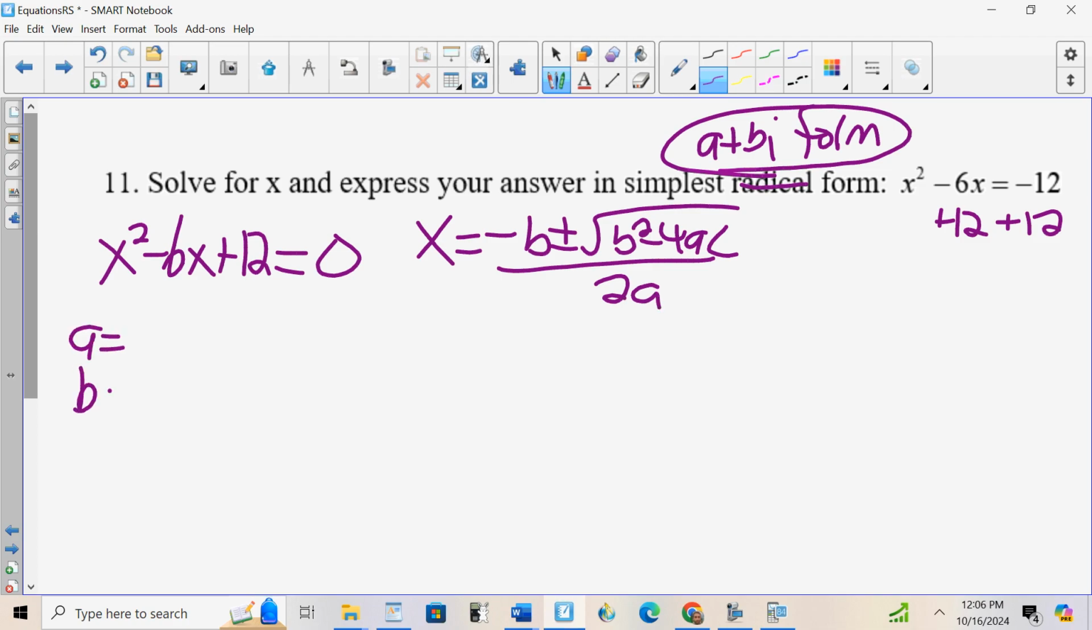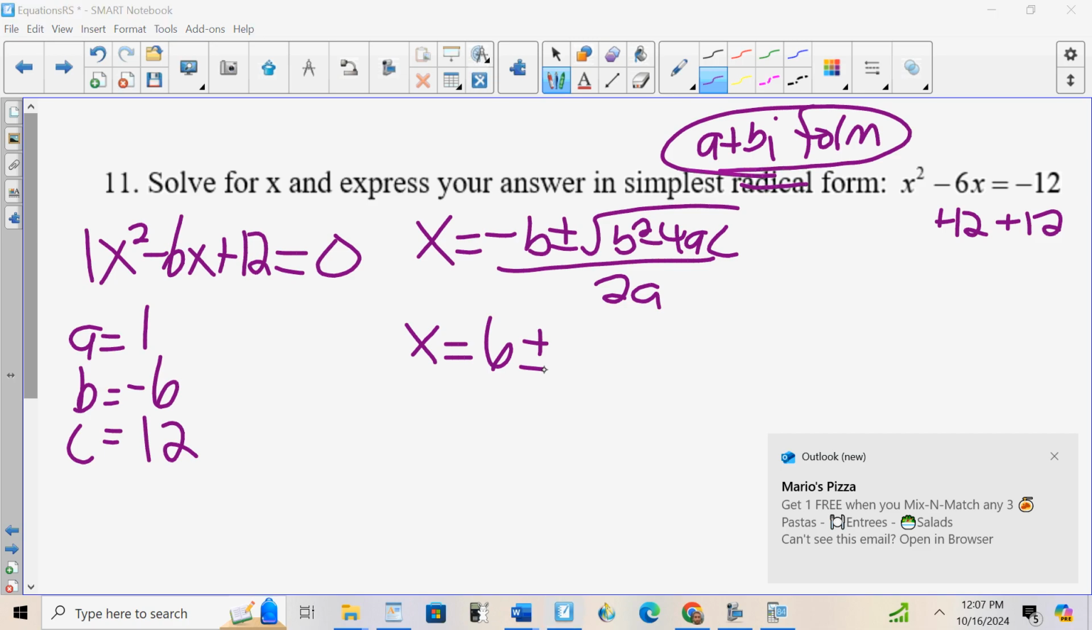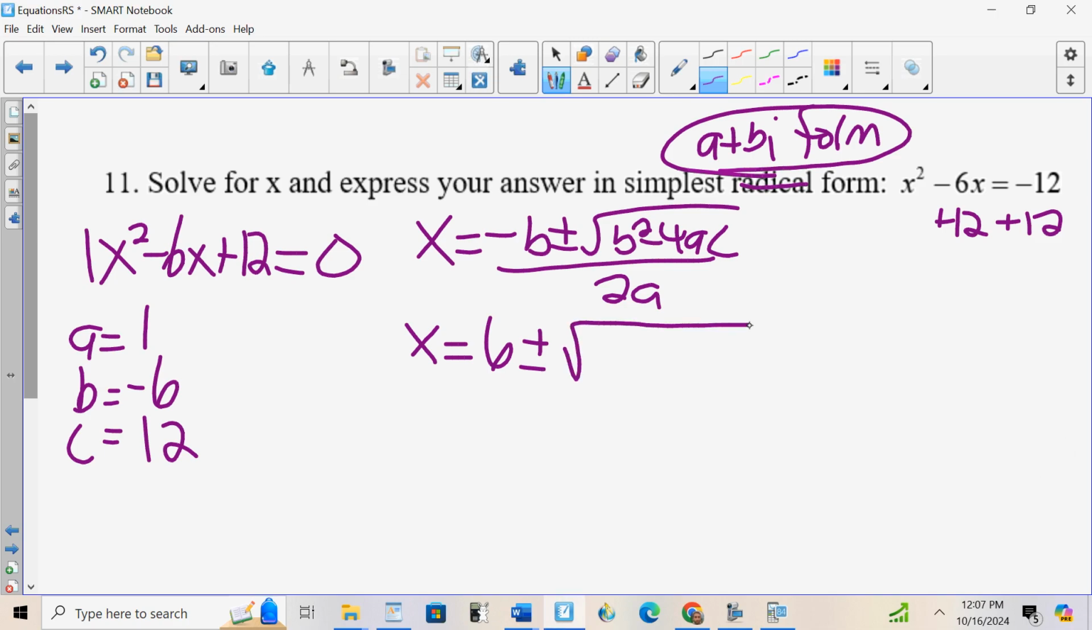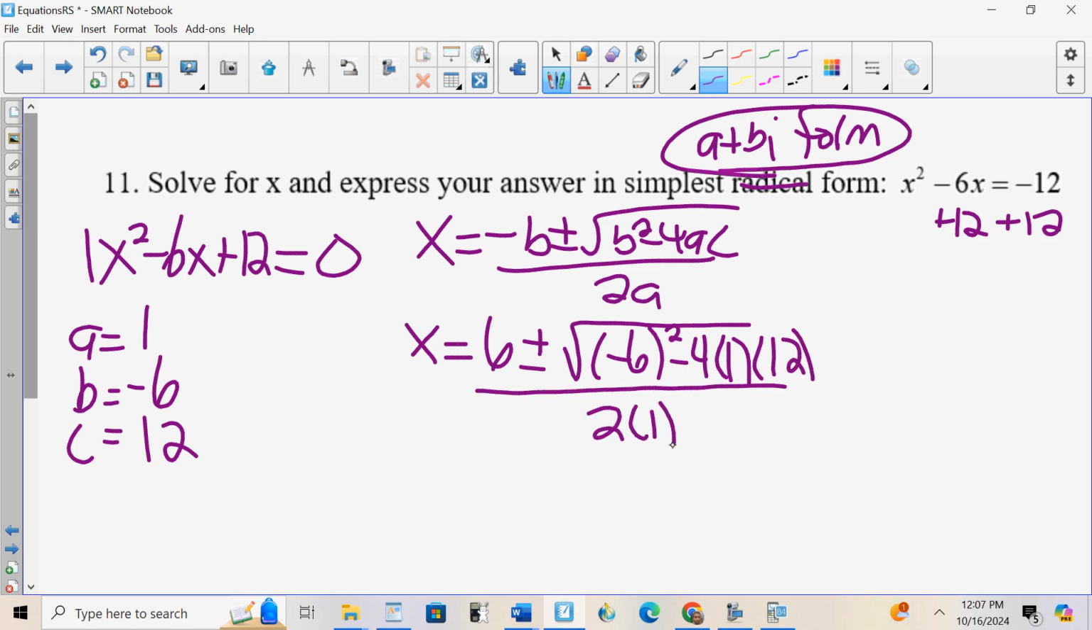List your a, b, and c values. A is what's in front of the x squared. B is what's in front of the x. C is your constant. Substitute them in. Negative b means change the sign of b. So if this is negative 6, it's positive 6. Plus or minus radical, b is negative 6 squared minus 4 times 1 times 12, all over 2 times 1.